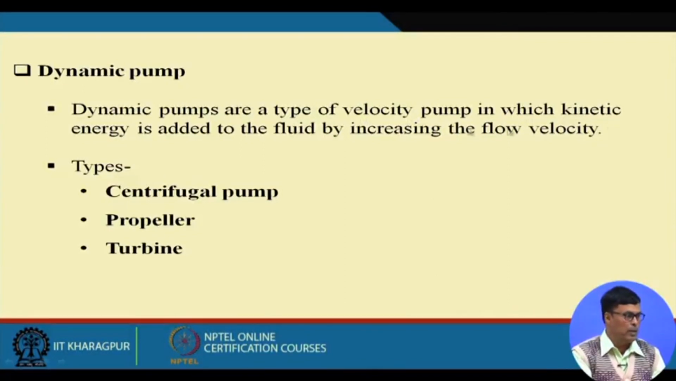Now, dynamic pumps are a type of velocity pump in which kinetic energy is added to the fluid by increasing the fluid flow velocity. Typical types are the centrifugal pump, propeller and turbine. Centrifugal pump is largely used in day-to-day and household requirements. In multi-story buildings particularly, we have seen that a centrifugal pump is required to drag the water from the ground level to the top floor water tank.